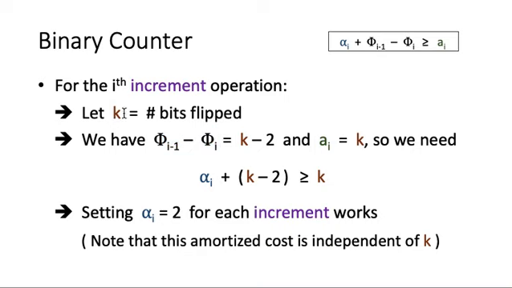On the other hand, because k bits are flipped, the actual cost will be equal to k. So in order for this method to work, we will need to set alpha i plus k minus 2 to be greater than or equal to k. And then we see that by setting alpha i to be equal to 2 for each increment, it will work. Again, this alpha i is independent of k. So no matter how many bits are flipped, we just need to invest an amortized cost of 2 for each increment operation, and then we are done.